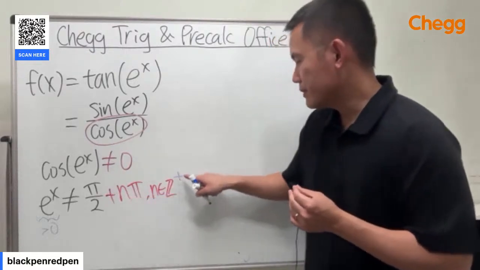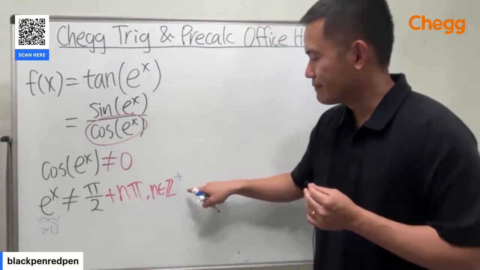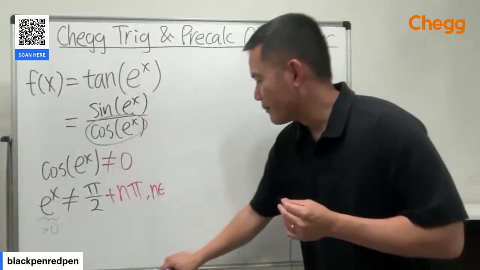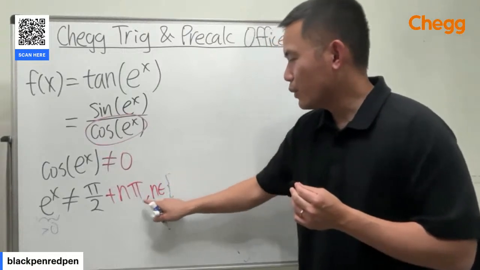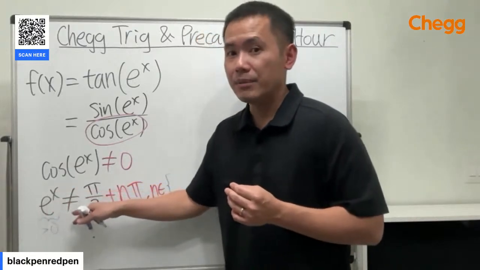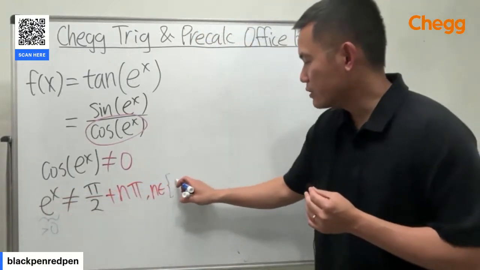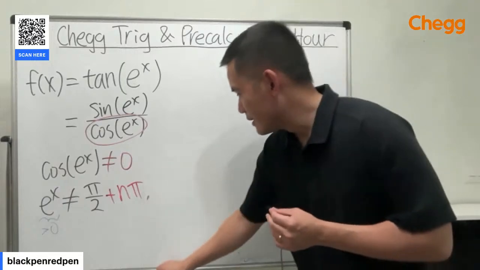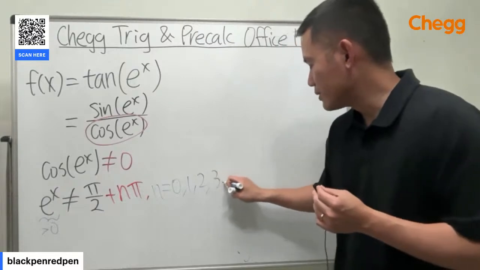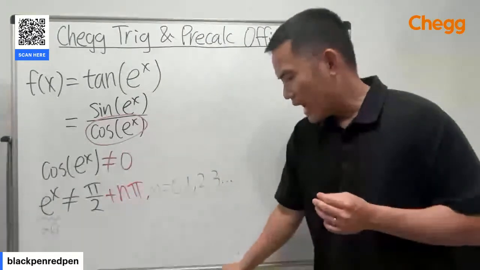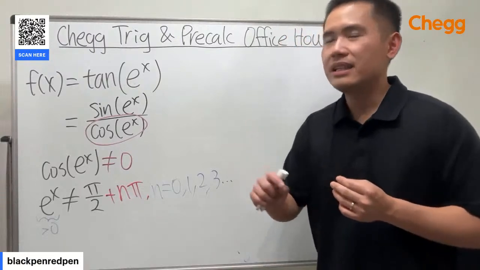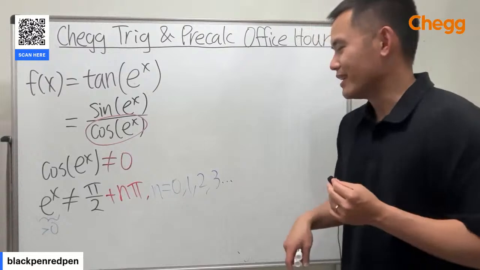How should I write it? Okay, I'm just going to make it super clear. N cannot be negative because otherwise you'll make this expression negative, and e to the x cannot be a negative number in the real world. So I'll just say n has to be either 0, 1, 2, 3, and so on. I forgot the notation for non-negative integers. I think this is the easiest way, right?